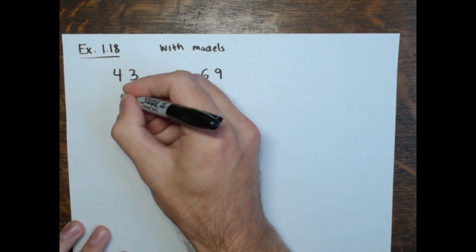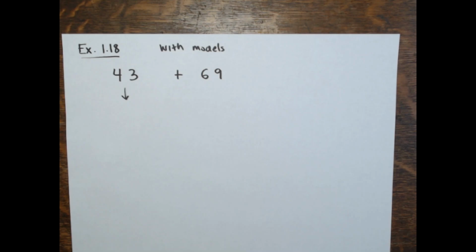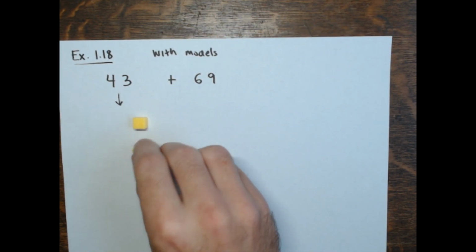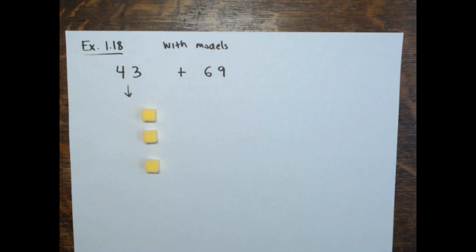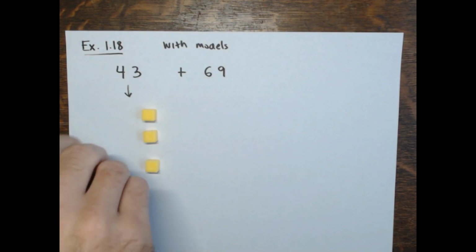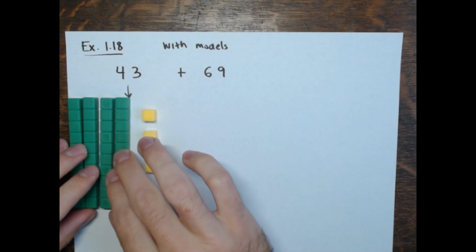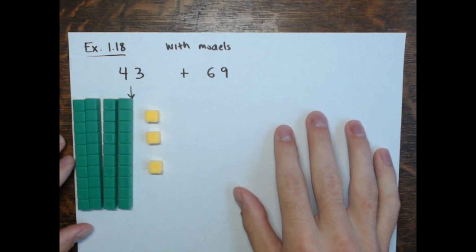So 43, bringing these back. We have 3 ones, so three individual blocks, 3 ones, and there are 4 tens, so 4 of these 10 block rods. All right, so there's 43 blocks modeled with these blocks.